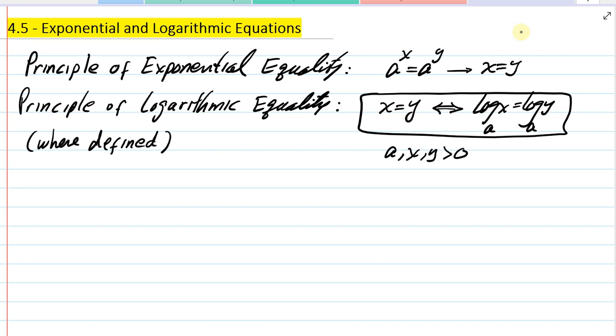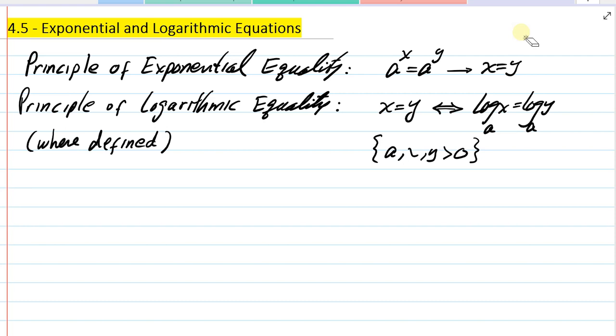And of course, I have here, especially in the case of the logarithmic one, but really for both of them, these properties hold where they are defined. So we don't want to get into a case where, for example, the argument of a log is negative, and then we say, well, this works because of the way the principle works. So here I have the restrictions that I place on a, x, and y.